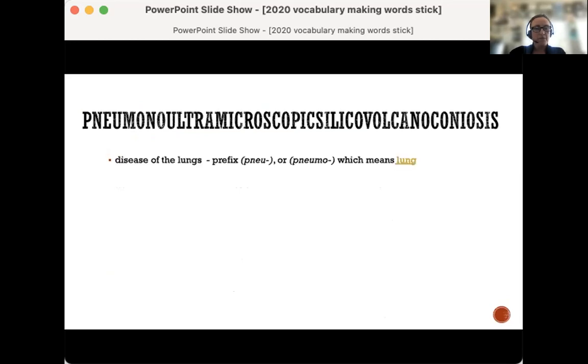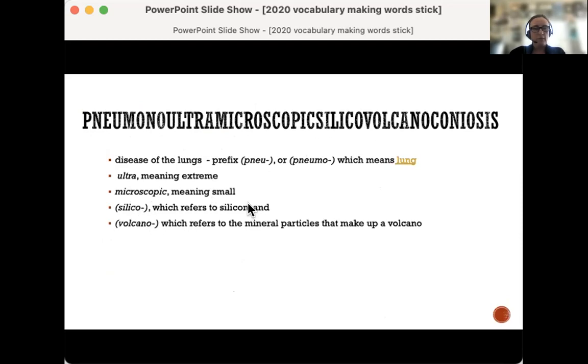and then you can come up with the meaning. So lungs is pneu, or P-E-N-U, as in new, right, meaning lung. The next one is ultra, meaning extreme. Okay. Then we have microscopic, meaning small. And then silico, referring to silicon. We're getting there. Volcano, which refers to mineral particles that make up a volcano. Okay, we're almost done.